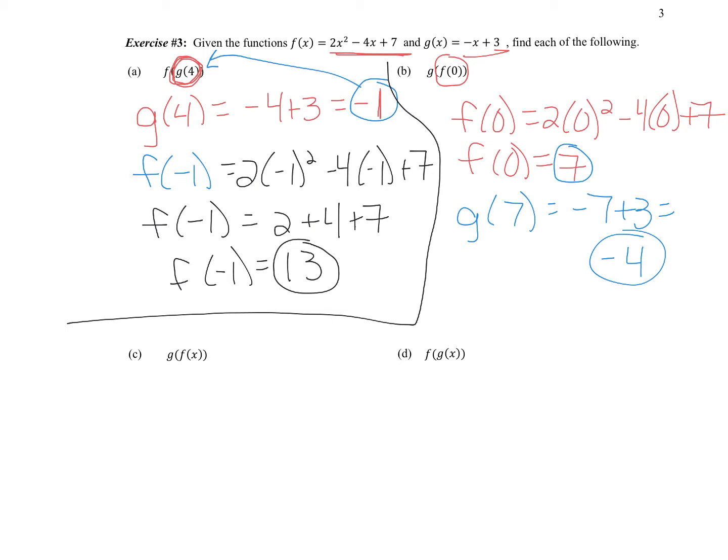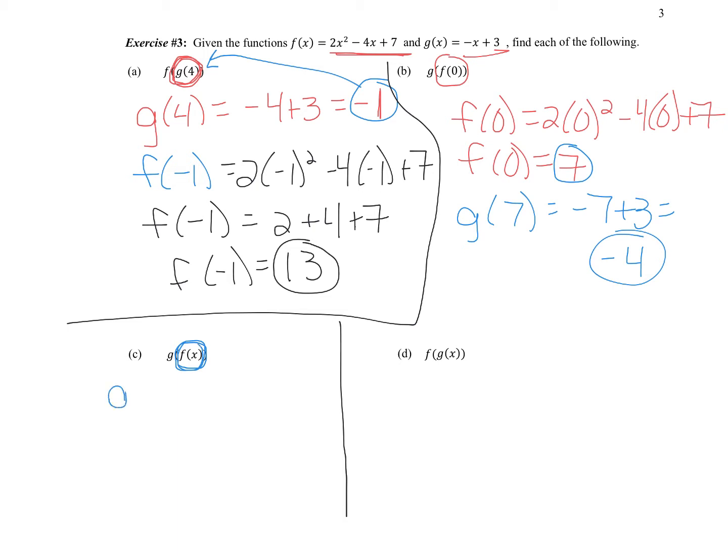Now, certain functions get used in order a lot. And what we do in that situation is we create a new function that does the first function and then the second function. And that's what's going on in C and D. So if you read the notation, that's basically just what you do. So here I have my g function. I can't evaluate this. It's just f of x. So what that means is I'm actually plugging f of x into g of x.